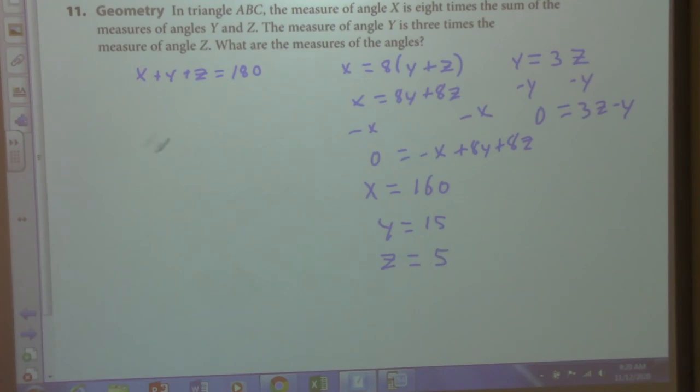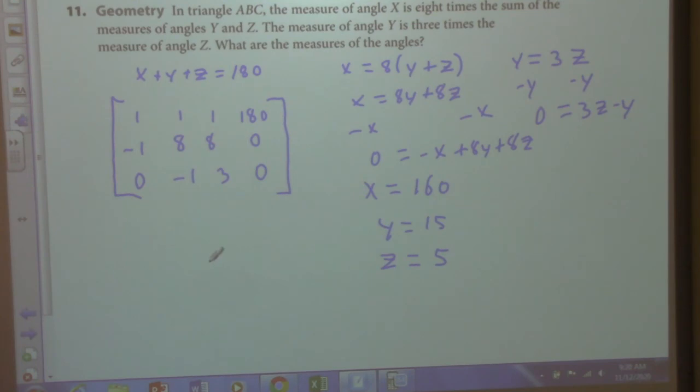Okay, so one way you could do this one is, did anybody set up a matrix for this? Yeah. 1, 1, 1, 180. And what's the other one? Negative 1, negative 1, 8, 0. And then this one here, we have 0x, negative 1, 3, 0.